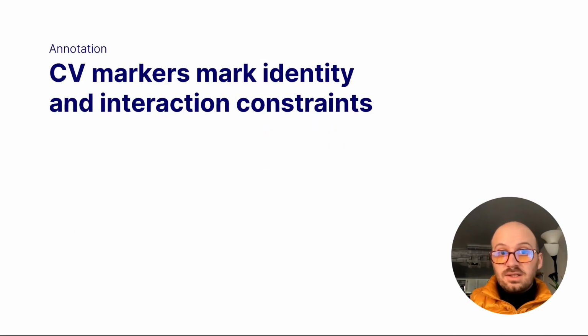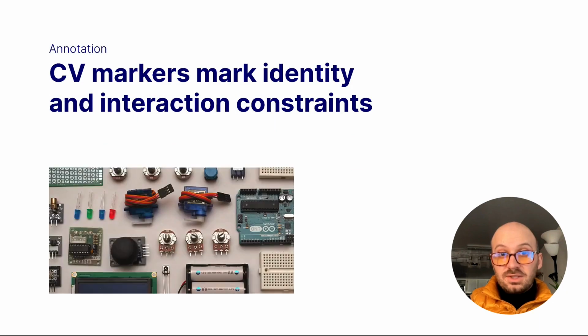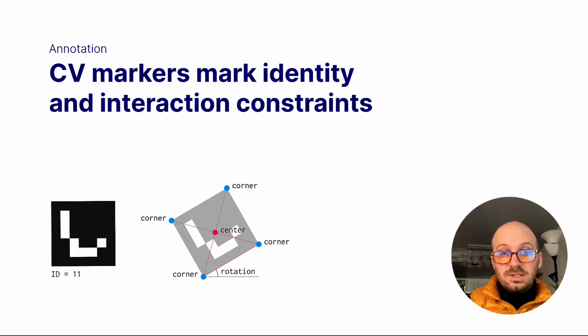Our first insight centers around how CV markers mark identity and interaction constraints. With electronics, designers will often use a different component to sense each different interaction. For example, buttons for presses and a potentiometer for turning. However, with CV markers, a single component is capable of sensing a wide range of interactions.